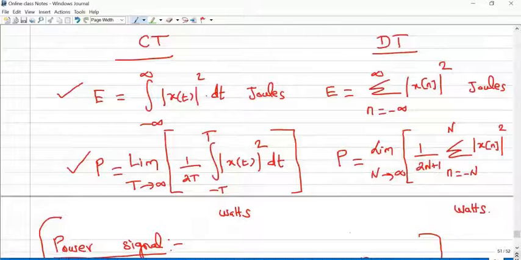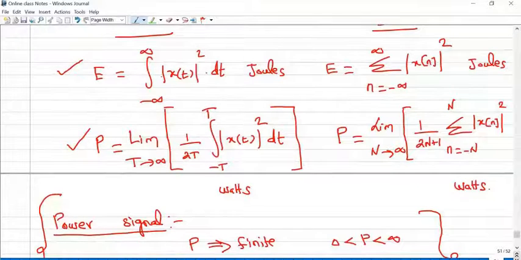I'll repeat once again. Energy equals integration minus infinity to infinity of modulus x of t square dt, or in some textbooks, limit t tends to infinity, minus T to T. Anyway, we have to substitute t tends to infinity, so I don't want to confuse you. So use this particular formula only, minus infinity to infinity directly. Power equals 1 divided by 2T, integration minus T to T of x of t square dt. After simplification of this, check the possibilities of cancellation of this capital T. At last, substitute t tends to infinity.